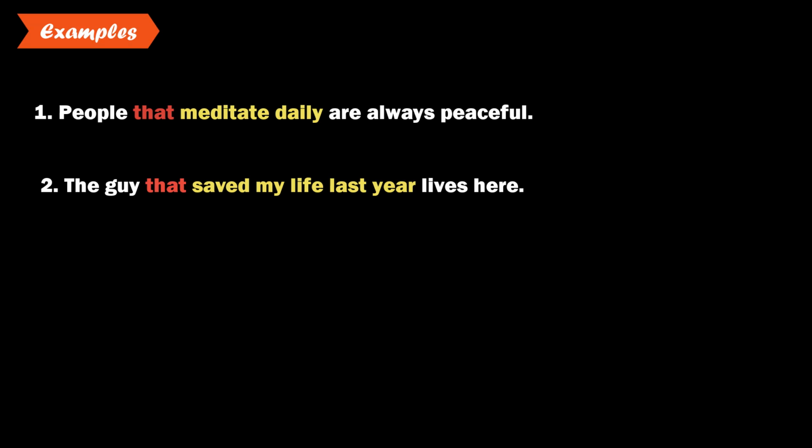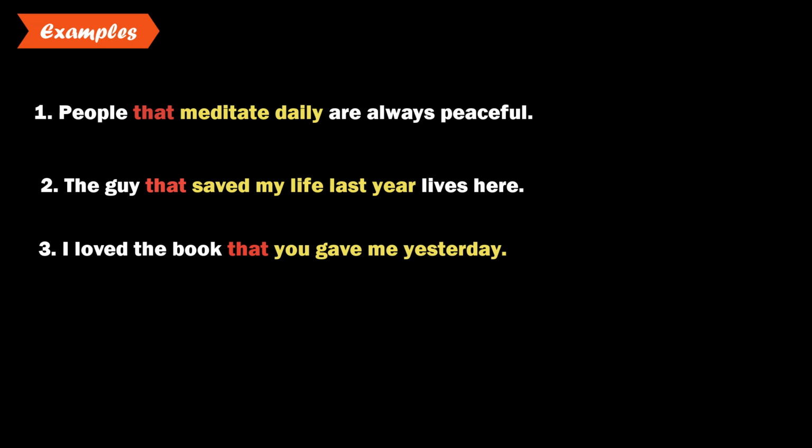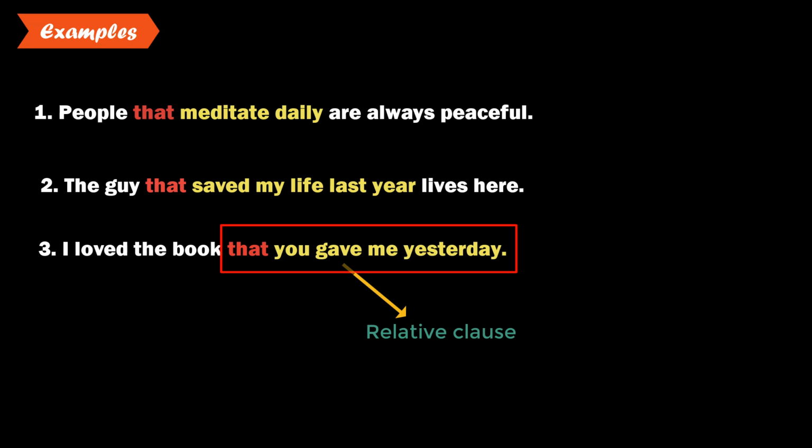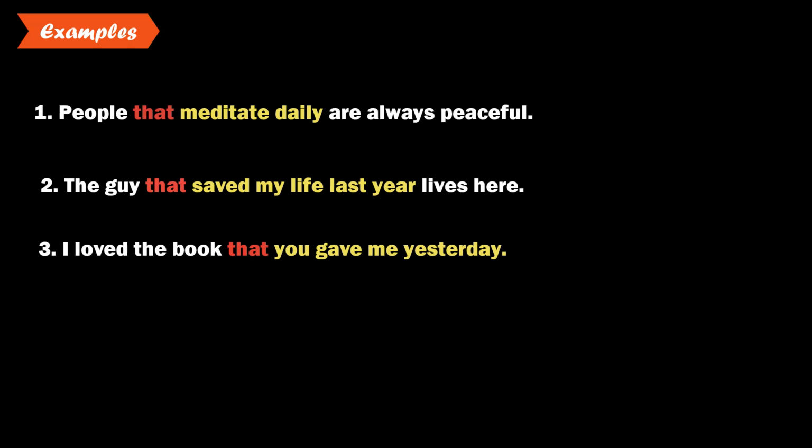Let's take one more example where that is relating to a thing. I loved the book that you gave me yesterday. That you gave me yesterday is my relative clause here. That is my relative pronoun coming in the beginning of the clause. So this entire clause is giving information about what? About the book. Which book? That you gave me yesterday. So that is relating to a thing here, which is the book.